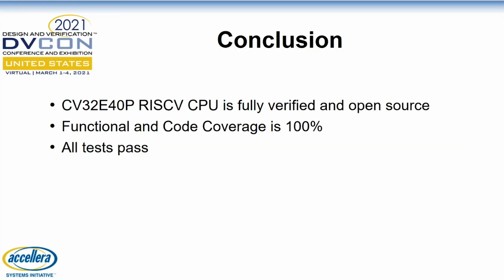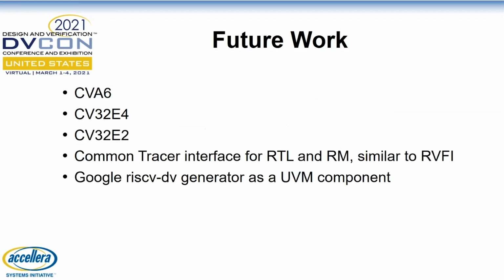To wrap up what we've talked about, hopefully we've convinced you that the CV32E40P RISC-V CPU is fully verified. It's open source, both the RTL and the verification. You can download this today and replicate the exact results that I showed and Lee and Steve showed. The functional and code coverage is at 100%, and all of the tests required to get to this coverage are also at 100%. So we want to take a few minutes and talk about the future work of open hardware, hopefully motivate you to get involved and tell you what's upcoming.